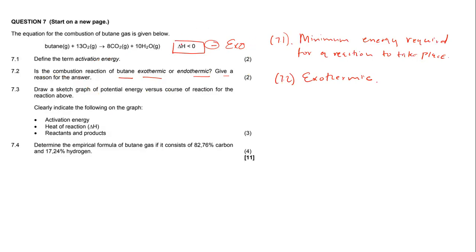Why do we say this is an exothermic reaction? We have just analyzed this before we can even answer this question. It's because the energy of the reaction is less than zero, because delta H is less than zero. So when the delta H is less than zero, meaning it is negative, that means this reaction is exo. That's how we manage to see whether it's exo or endo. This is the reason that you give to them.